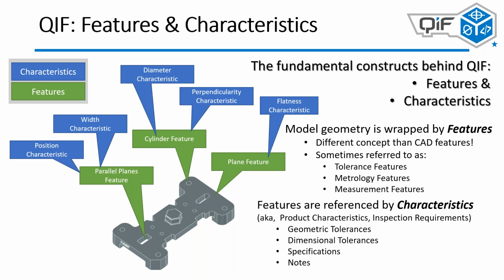Then features are referenced by characteristics, and we fondly call them product characteristics. You may also know them as inspection requirements. Those are typical geometric tolerances, dimensional tolerances, specs, or notes. Those are things that the quality engineer or your quality function needs to verify. And then, of course, there are connectivities to them with datums.